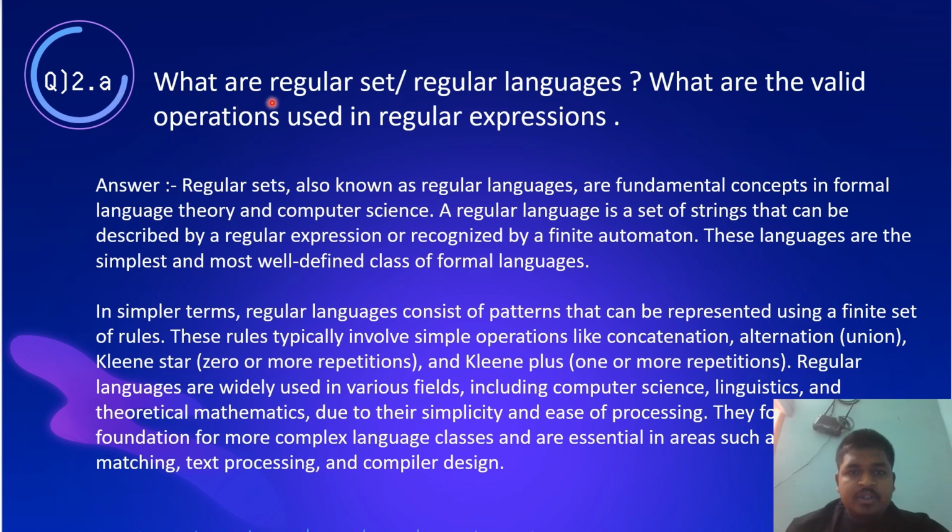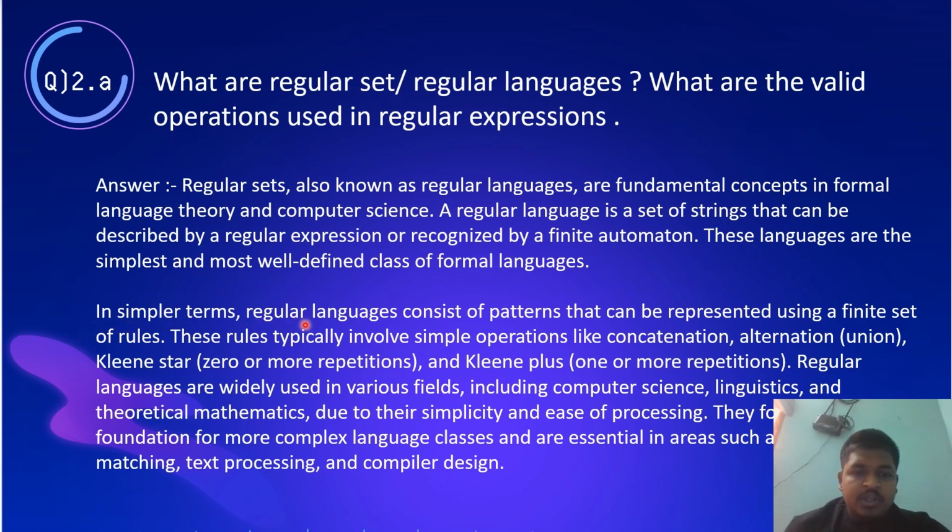What are regular sets or regular languages? What are the valid operations used in regular expressions? Answer: regular sets, known as regular languages, are a fundamental concept in formal language theory and computer science. A regular language is a set of strings that can be described by a regular expression or recognized by a finite automaton. These languages are the simplest and most well-defined class of formal languages.